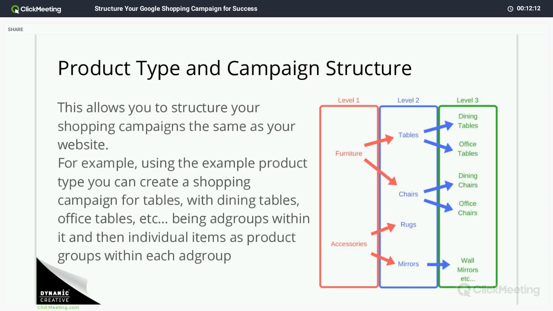The benefit of submitting product type like this is that it allows your shopping campaigns to be structured in the same way as your website. So for example, you'd be able to create a shopping campaign for tables with dining tables and office tables as ad groups within it. And then you could have each of the individual items as product groups within those ad groups. You can then repeat this for all your categories. For example, you'd have a campaign for chairs, having dining chairs and office chairs as ad groups within that. And then each individual chair as a product group within those ad groups.